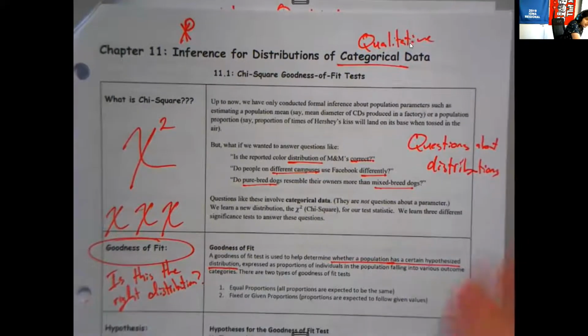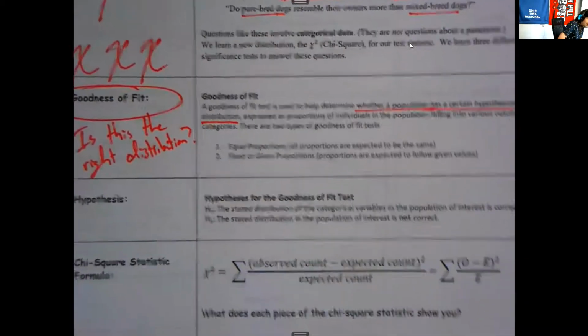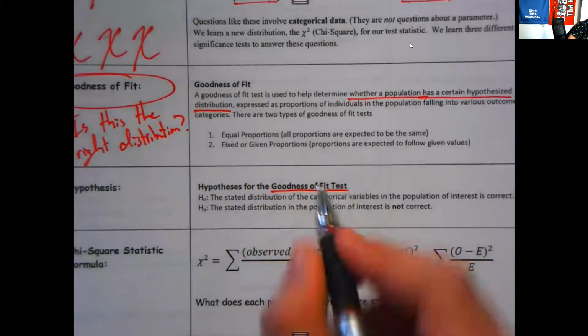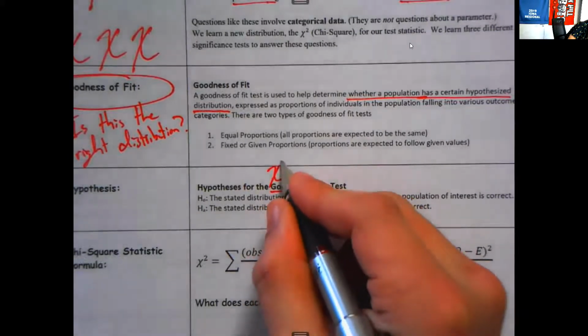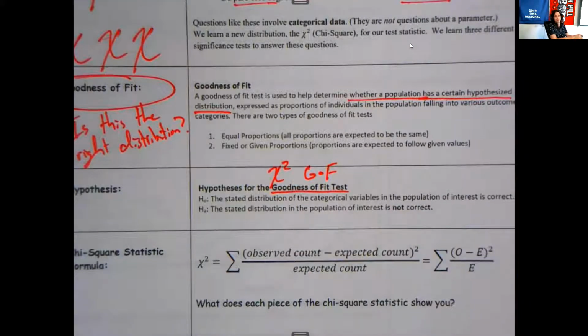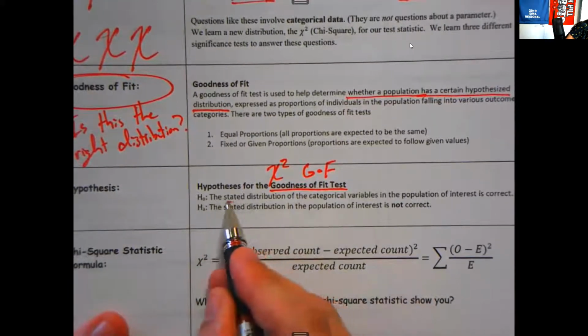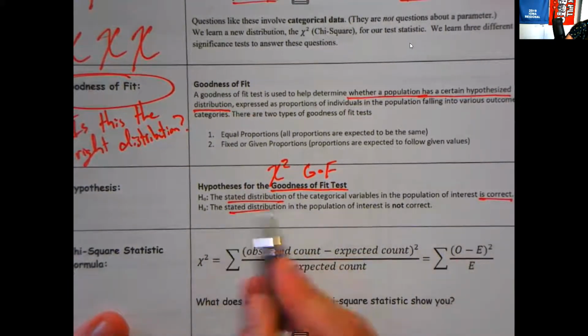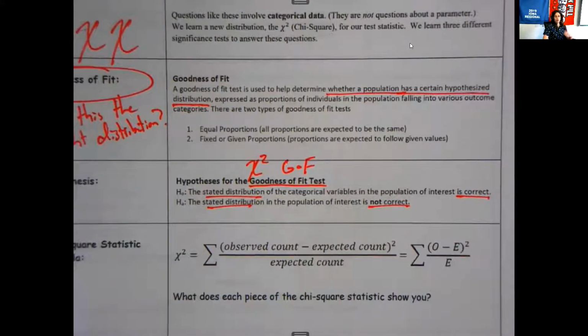Our hypotheses for these tests, we've got a null and alternative hypothesis for the goodness of fit test. I'll sometimes call this the chi-squared GOF test, and that's what it looks like in your calculator, GOF, goodness of fit. The null hypothesis: the stated distribution is correct. The alternative: the stated distribution is not correct. We go in assuming it's right, and we need evidence to say it's different from the specified distribution.